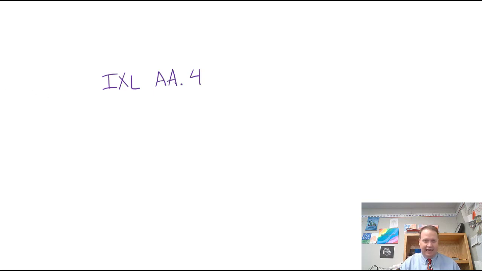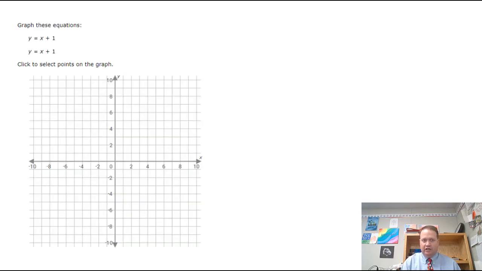We're taking a look at AA.4 in 8th grade math. First problem: we're going to look at two equations that are already in slope-intercept form, and you'll notice right now these are the exact same equation. So we're going to graph each equation, but it's really going to just be the same line.